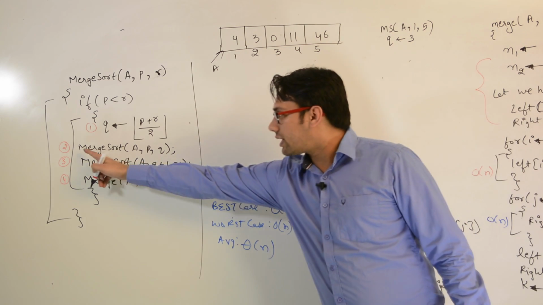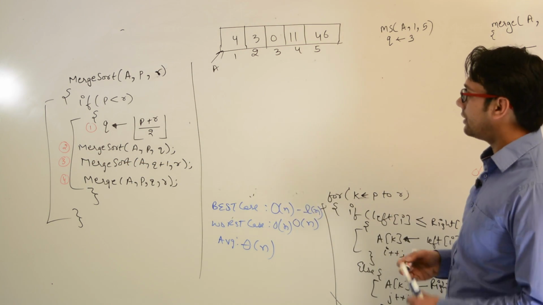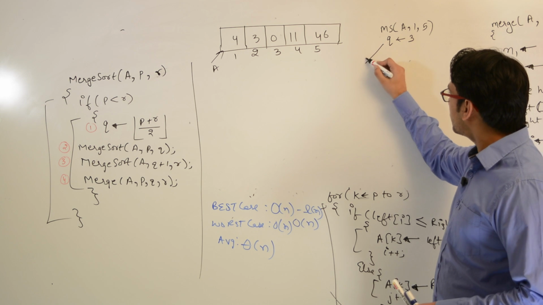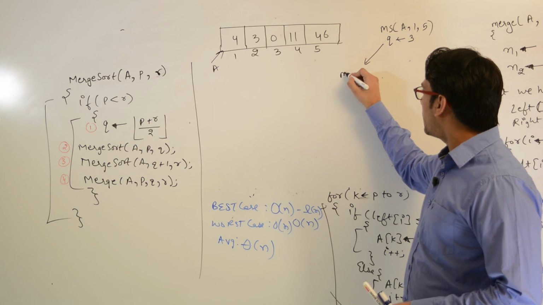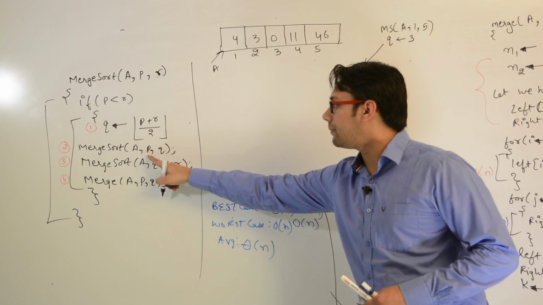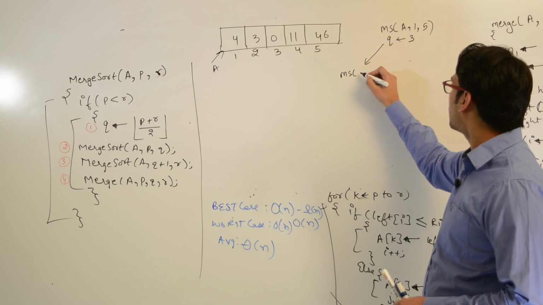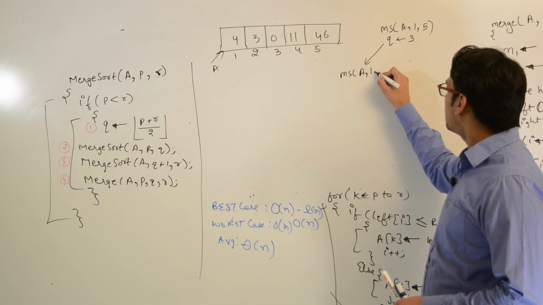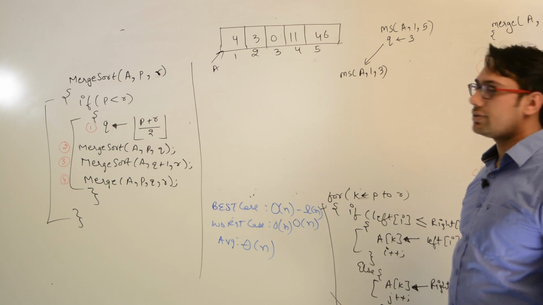Now we are going to execute line number 2 in this case. We have to execute line number 2. So what is this line number 2? It is saying merge sort on A, P, Q. So we have merge sort on A, P and Q, which is 3.